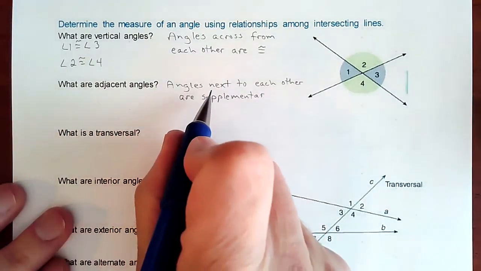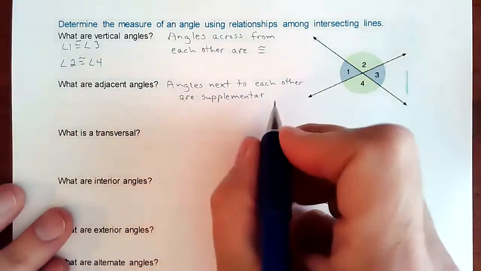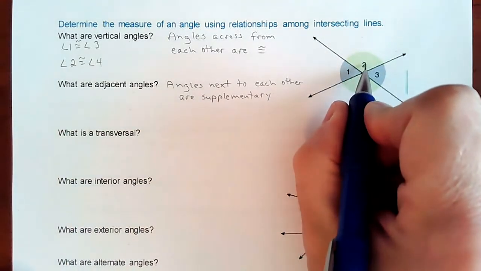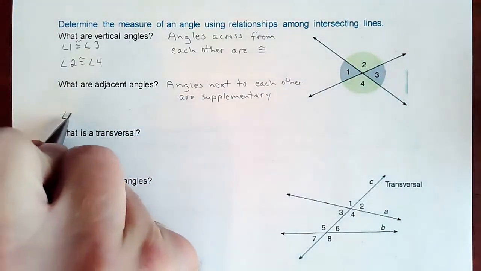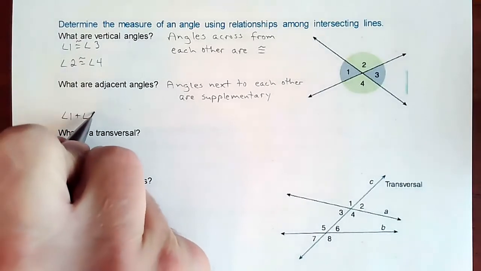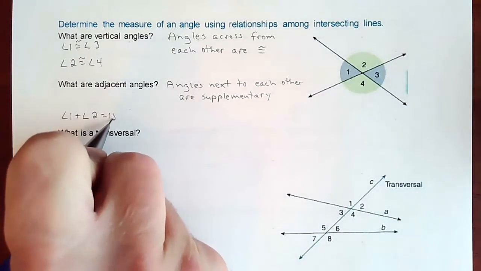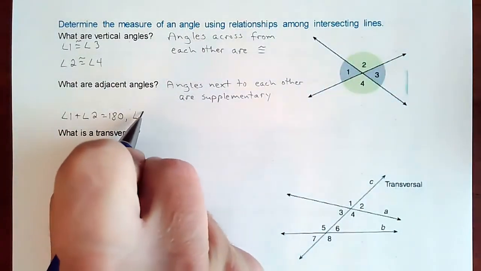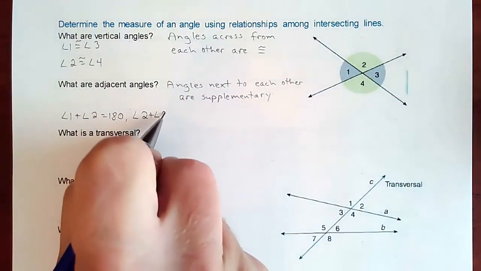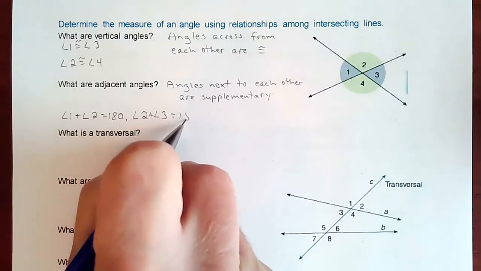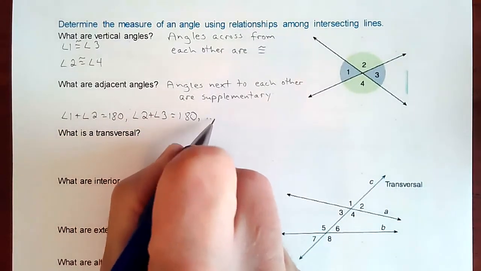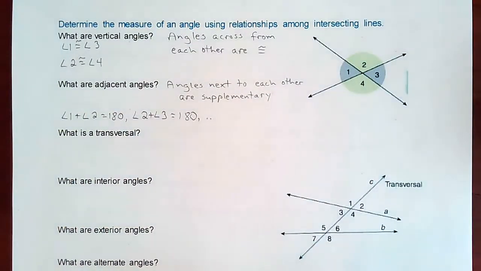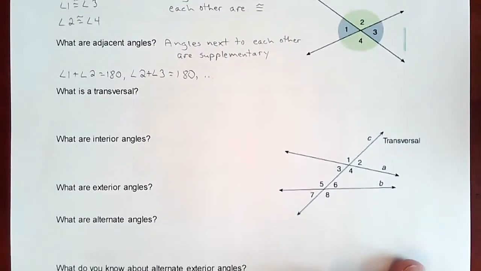And adjacent angles are the angles that are next to each other, and they are supplementary. So 1 and 2 are supplementary, which means angle 1 plus angle 2 would equal 180. 2 and 3, same thing. They would add up to 180. And then you'd have two other sets. So you could say 3 and 4, or you could say 1 and 4. All right.